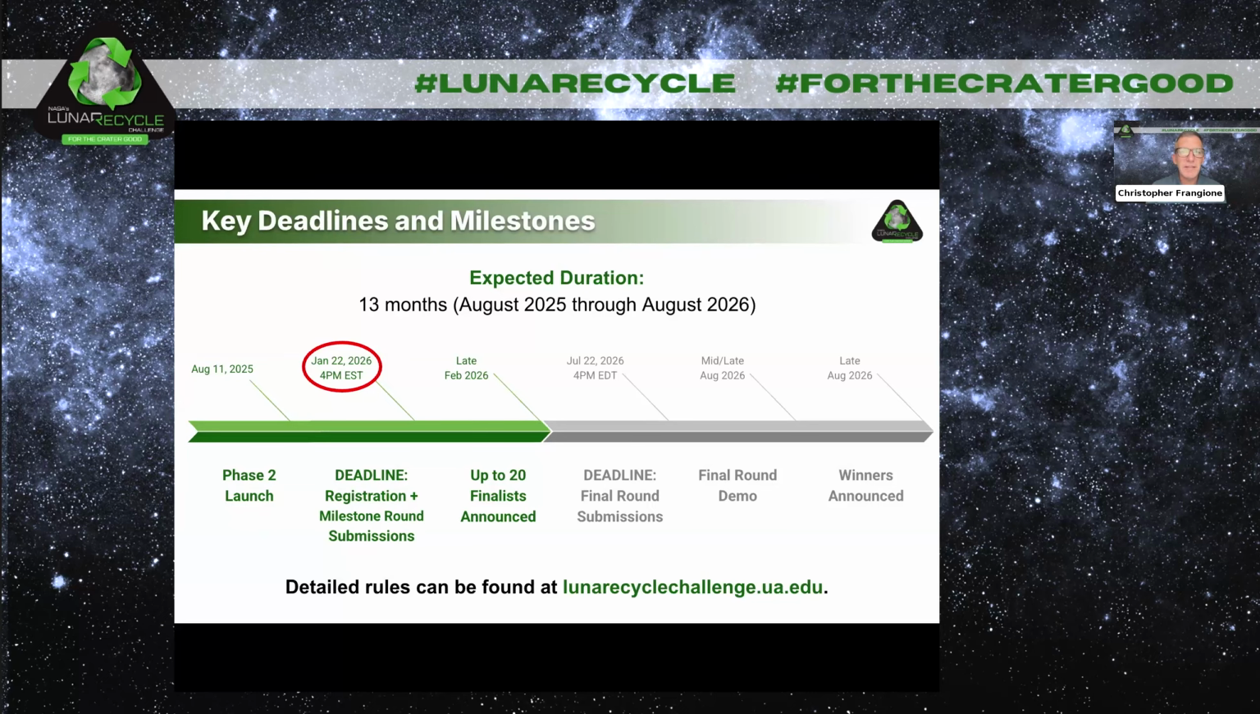So here's just some key deadlines and milestones. The current milestone you should have ingrained in your brain is this January 22nd, 2026 at 4:00 p.m. Eastern. That is when your milestone round submissions are due. That is also the deadline for registration. However, registration is currently open. And on October 1st, you will actually be able to start submitting your solutions, but everything must be submitted by January 22nd, 2026. Next slide.